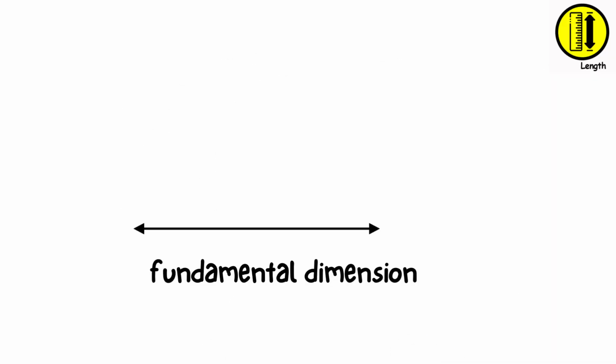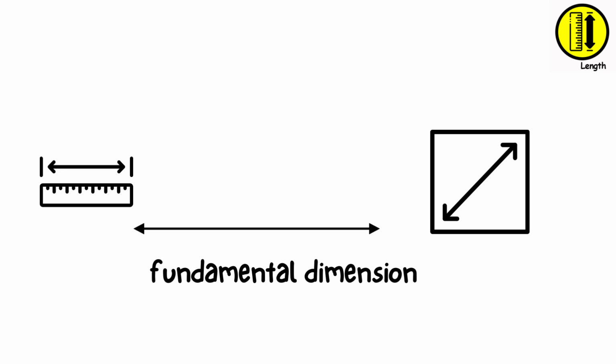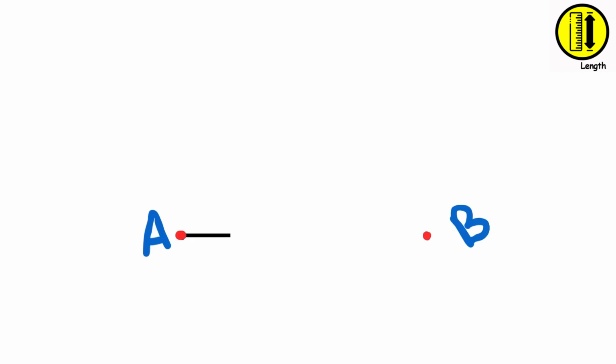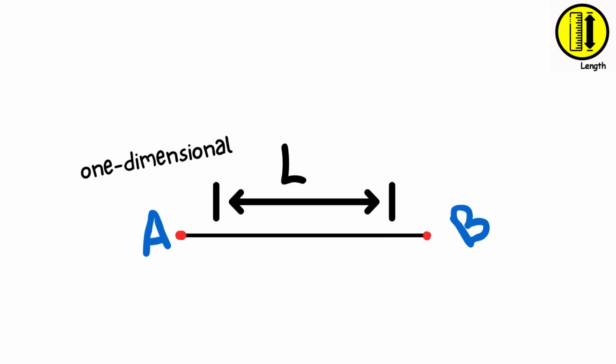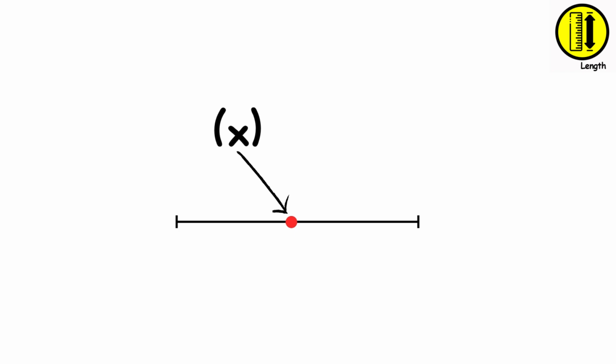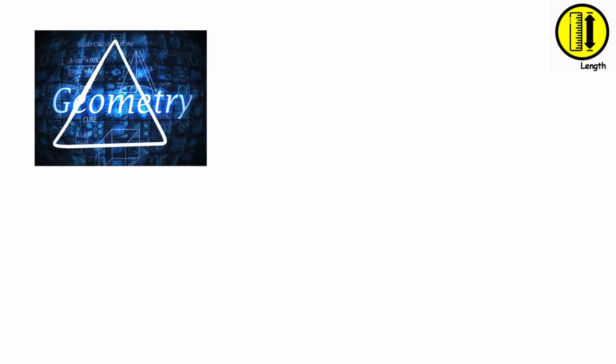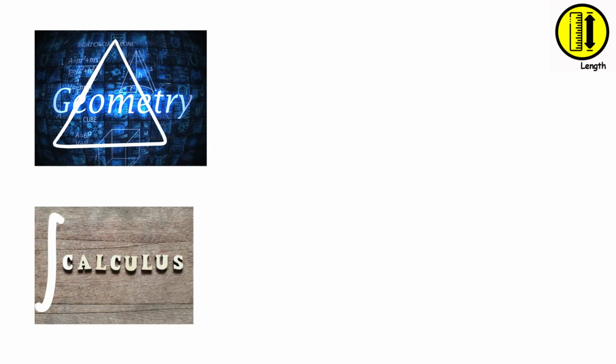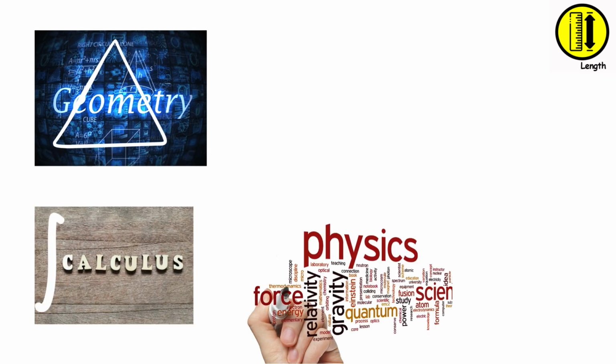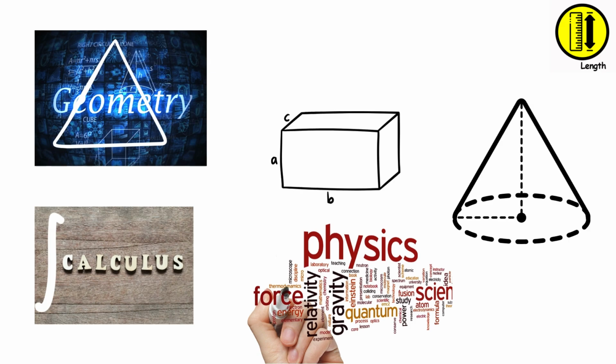Length. This is a fundamental dimension that defines the extent of an object or space along a straight line. It is the measurement of the distance between 2 points in one direction. In mathematics, length is typically represented by the letter L and is considered one-dimensional. This means specifying a point along a line only requires a single coordinate. Length is important in geometry, calculus, and physics, where it serves as the basis for defining other dimensions and quantities, such as area and volume.